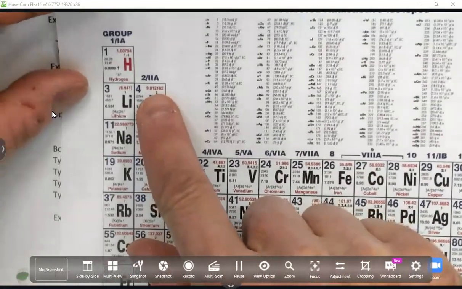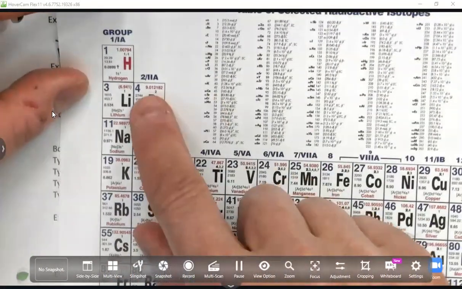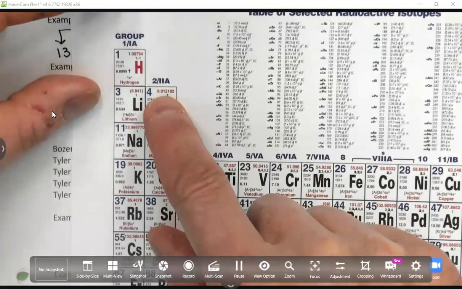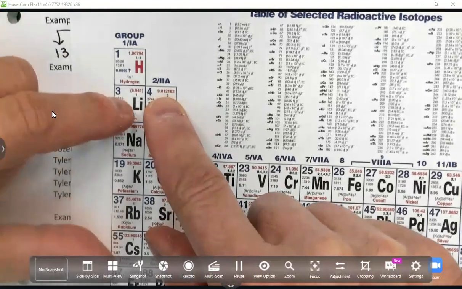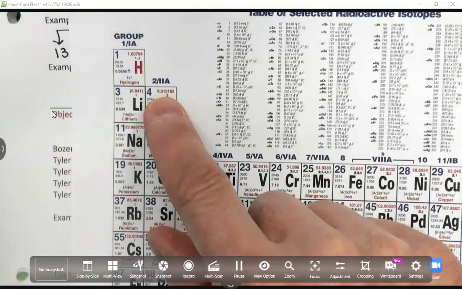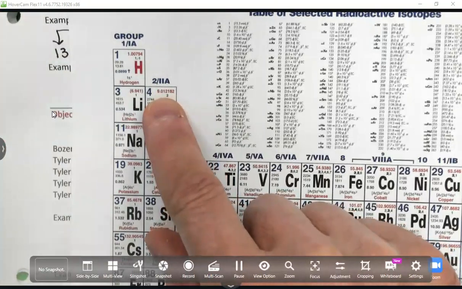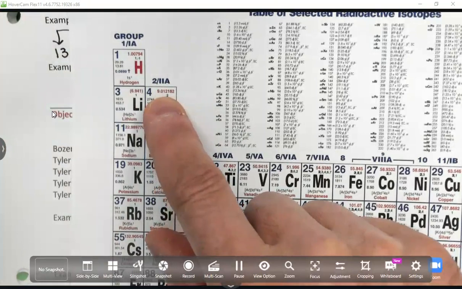If we had this number, let's see, this is my robin egg, 9.012182, whatever grams. This would be the mass of 1 egg. Or if I have a dozen, it would be what it is for a dozen, correct? This is my mass for one atom in AMU. But if I have a mole, it's this number in grams.